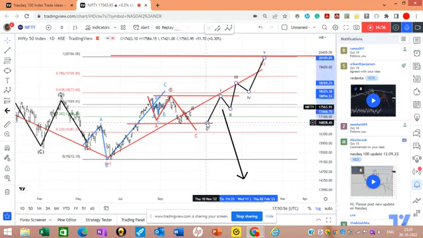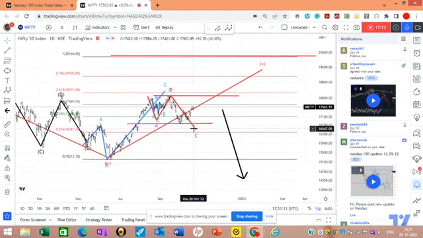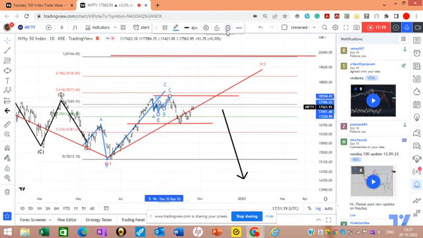So let's hope. Let's see what happens, whether the leading diagonal analysis is correct or the third wave extension analysis is correct. So these are two counts which I'm keeping on Nifty. But for the time being, at least this much will occur. We'll have a triangle wave and a small wave 5.